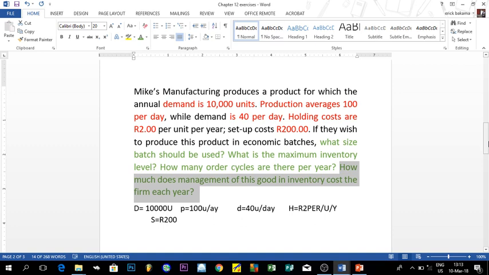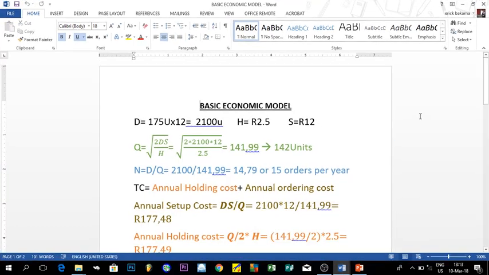So that means what we need to find first of all is Q. After Q, we're going to find the maximum inventory, and after the maximum inventory, we find N, and after N, we are going to find TC, which is the total cost.